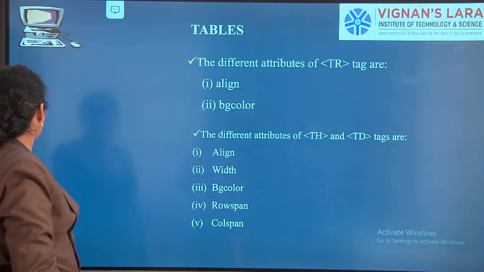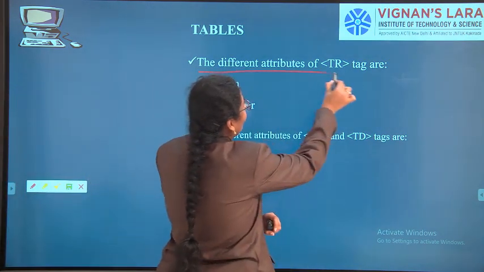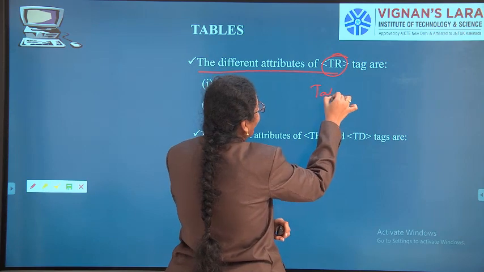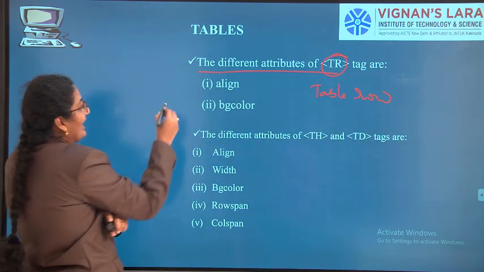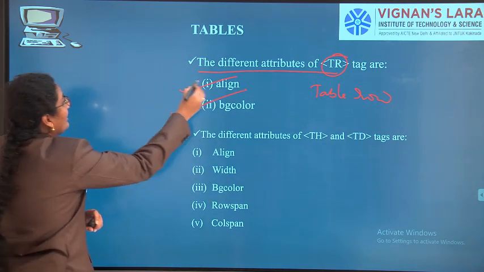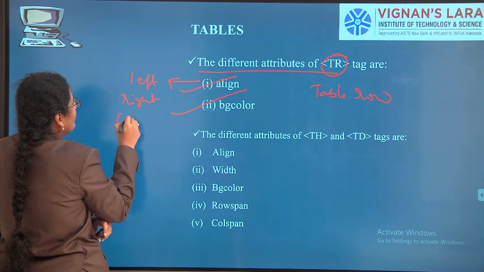See, finally what we have? The different attributes of TR. TR is nothing but table row. Table row is a tag. What attributes does it have? Align and background color. Align can be left, right, center.